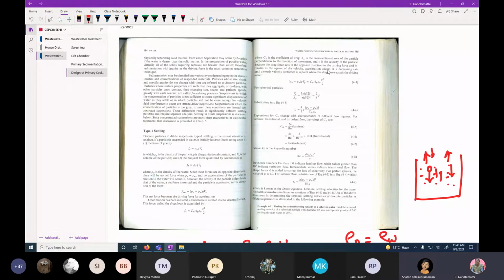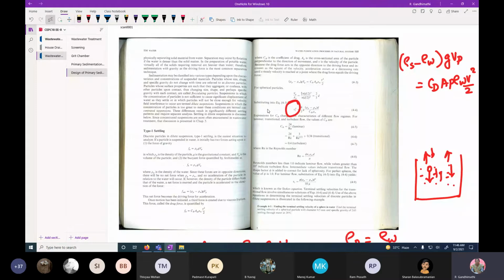Yes, ma'am. Then (rho p minus rho w) into g into Vp is equal to Cd Ap rho w into, instead of V square by 2, V is changed to Vt, where Vt is called the terminal settling velocity. This is important: how to calculate the terminal settling velocity of the particle.